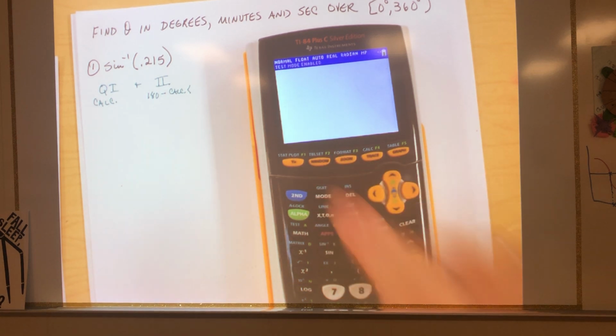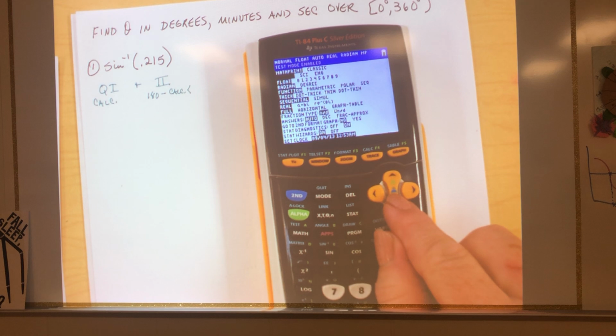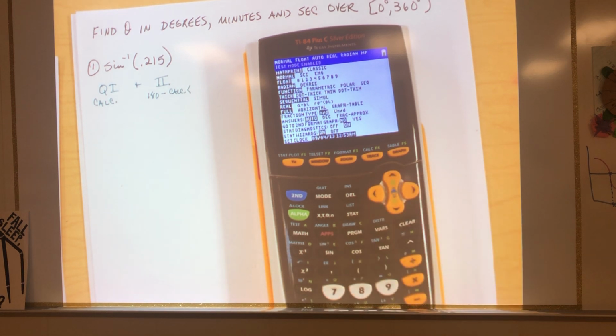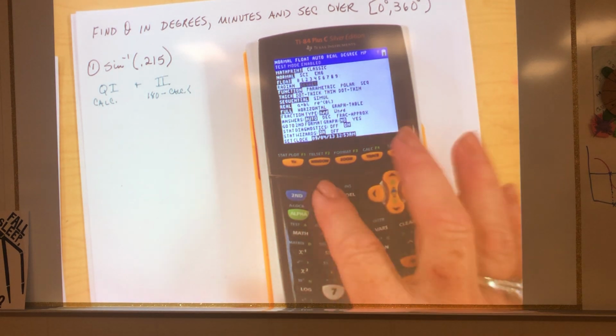So I'm going to go to the mode. Go to radians, go over to degrees, and make sure you press enter. Sometimes when I'm in a hurry or stressed, I'll go over to degrees but don't press enter. That'll mess you up, and you won't see the mistake, so be careful. Then second and quit.